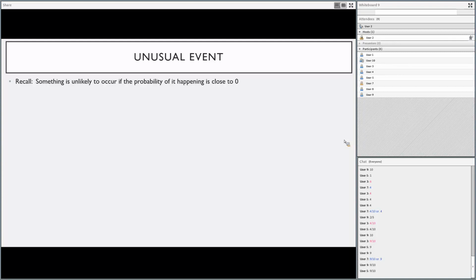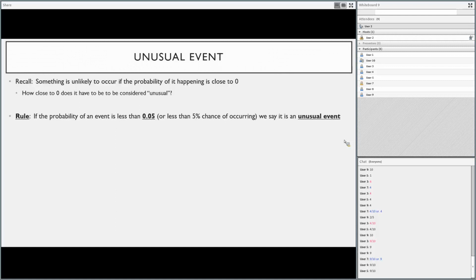Okay, so now that we know how to calculate probabilities, there's this concept of something being an unusual event. And remember, we said on a couple slides ago that if a probability is close to 0, it means the likelihood that it happens is very, very small. It's very unlikely. So something that's very unlikely to occur is unusual, right? We don't expect those events to occur very often. So the question is, how close to 0 does a probability number have to be in order for us to classify it as an unusual event?